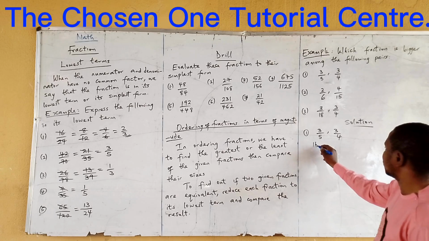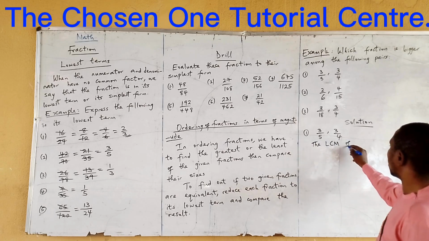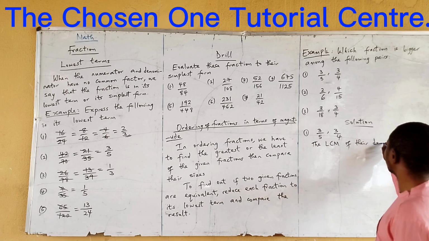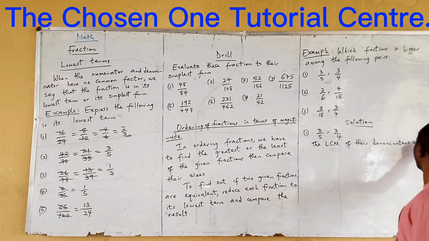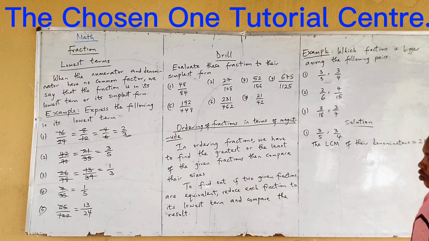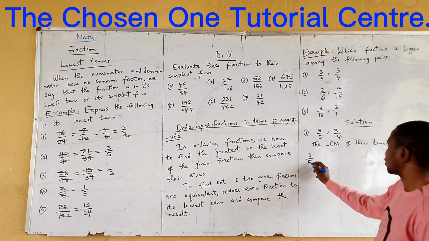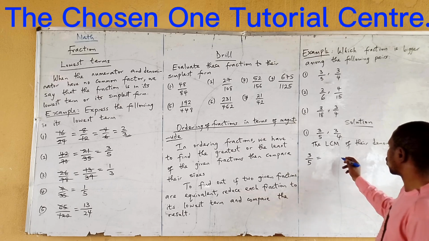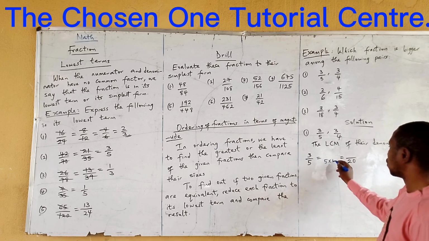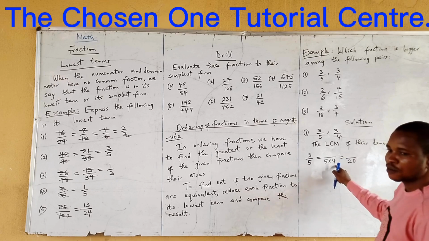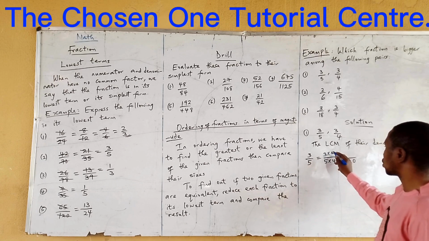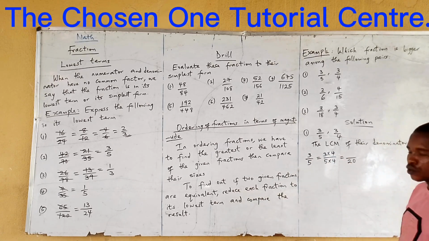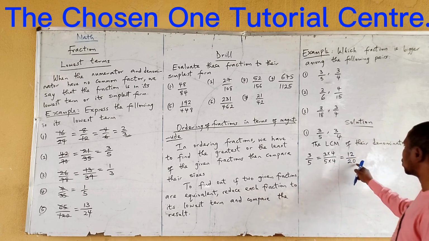So the LCM of their denominators is equal to 20. So I'm going to multiply 3 over 5. For me to have 20 here as the LCM, that means I'm going to multiply by 4. Then whatever I use to multiply the denominator side, that's the same value that I'm going to use to multiply the numerator side. So we are going to have 3 times 4 as well. So 3 times 4 will give us 12 and 5 times 4 will give us 20.